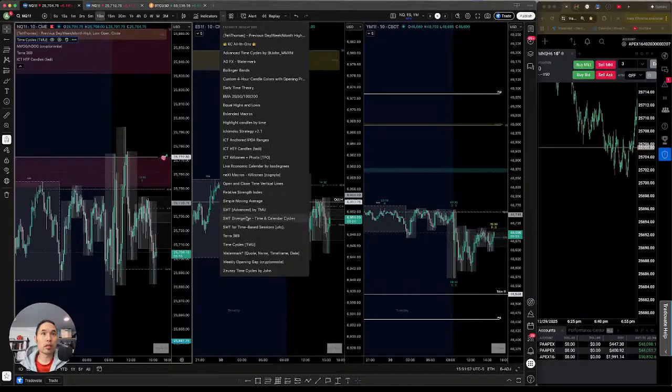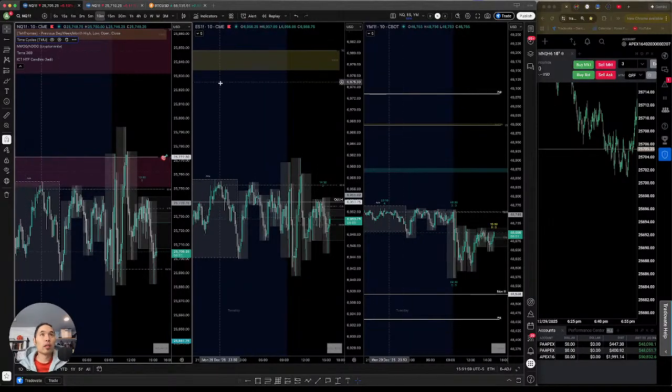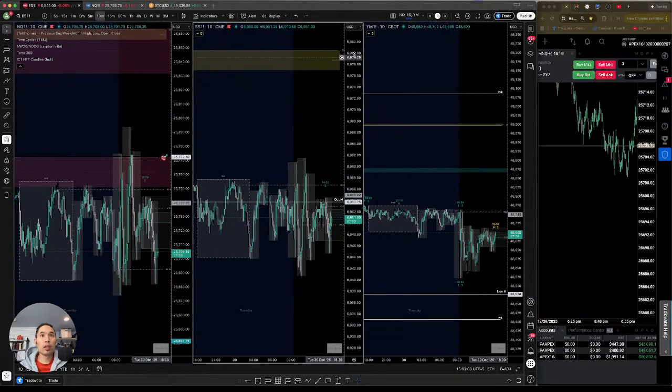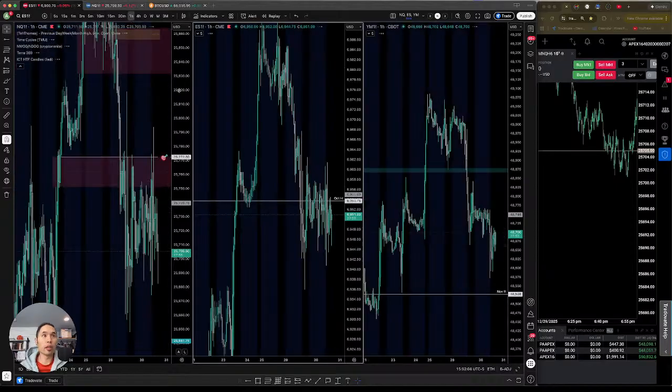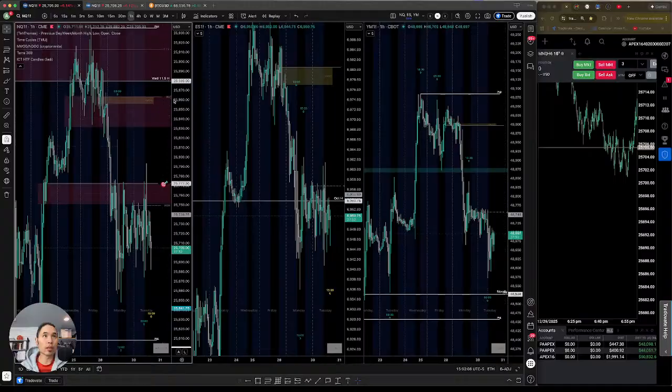Right, so let's see here. Really low probability. I'm bearish on the week. I think previous week low is going to be the draw. We got a big SMT.